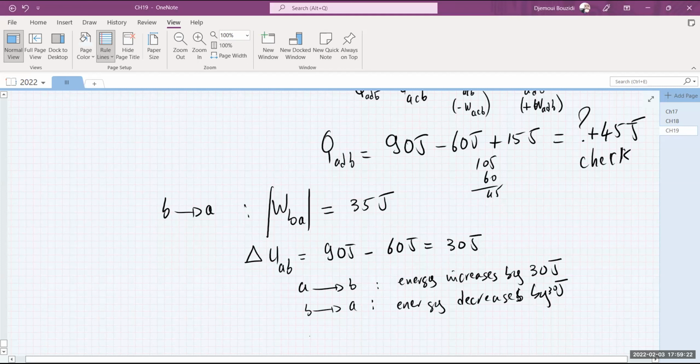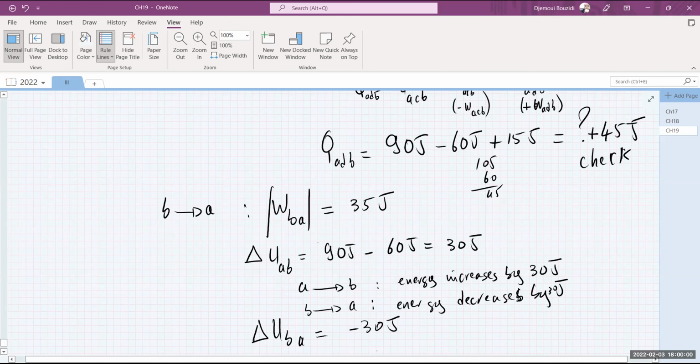You have to make the distinction. Since the path they're talking about is going from B down to A, that is actually a decrease by 30 joules, not an increase by 30 joules. If I go from A to B, the temperature increases, so that's an increase in the internal energy. But going from B to A, the pressure is lower, the volume is lower, therefore the temperature is lower, therefore the energy is lower. So in this case, we have gone down by 30 joules. So delta U from B to A is equal to negative 30 joules.